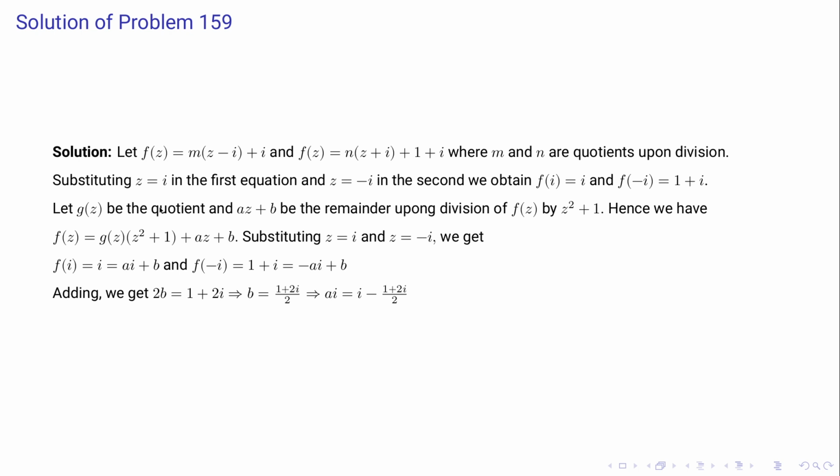And in this we substitute z = −i, so we get f(−i) = 1 + i. Now we let g(z) be the quotient and az + b the remainder upon division by z² + 1. So we can write f(z) = g(z)(z² + 1) + az + b. Now we substitute z = i and z = −i. In both the cases z² + 1 will be 0, that is, this whole term will become 0. So i = ai + b and 1 + i = −ai + b. So we have two equations and two unknowns. We solve it to get the values of a and b.